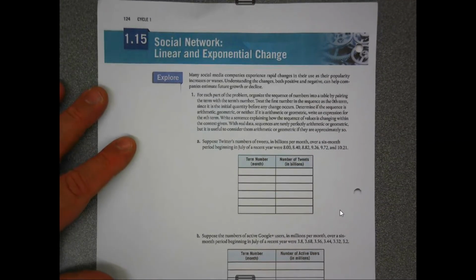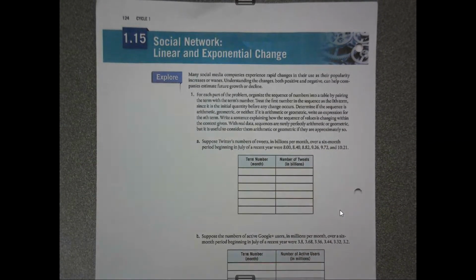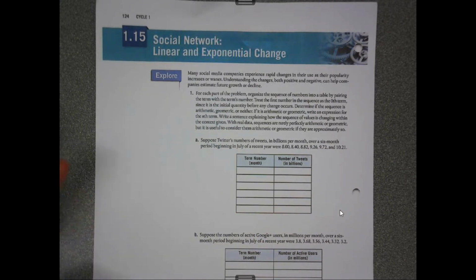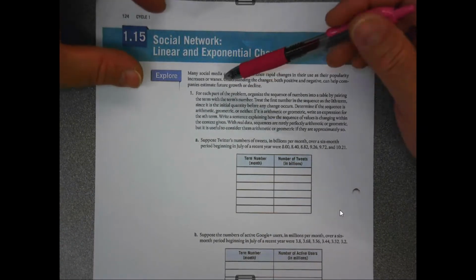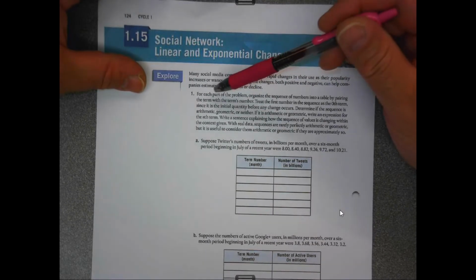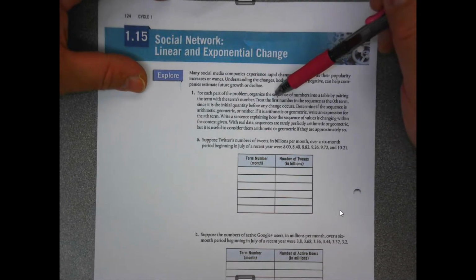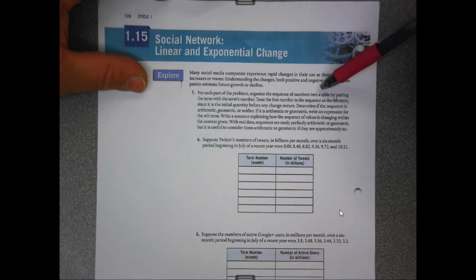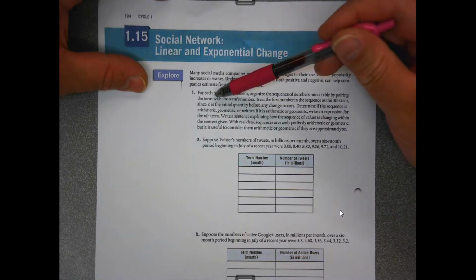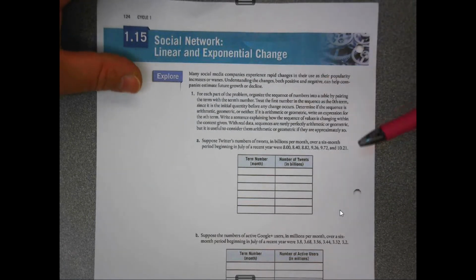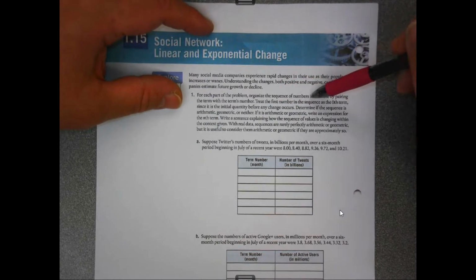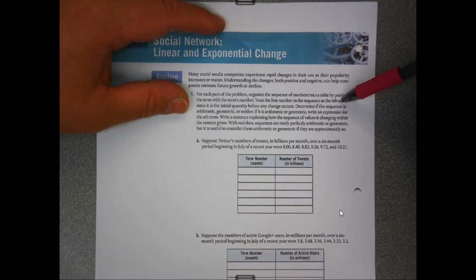Okay, 1.15, linear and exponential change. Now, it says here, for each part of the problem, organize the sequence of numbers into a table by pairing the term with the term's number. Treat the first term in the sequence as the zeroth term.